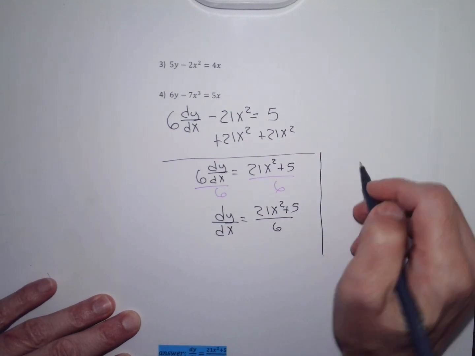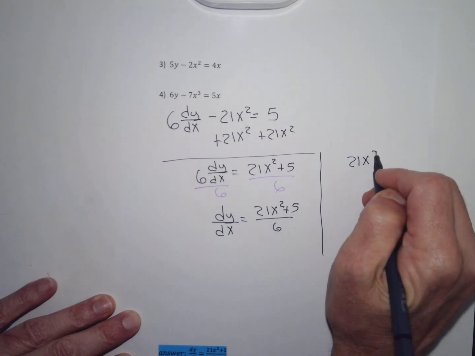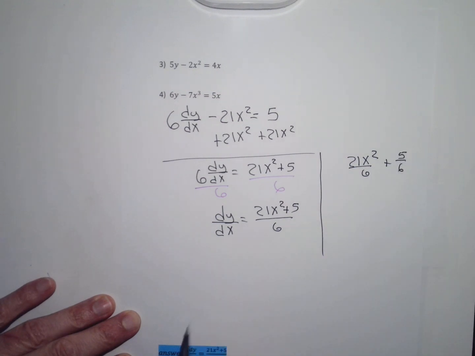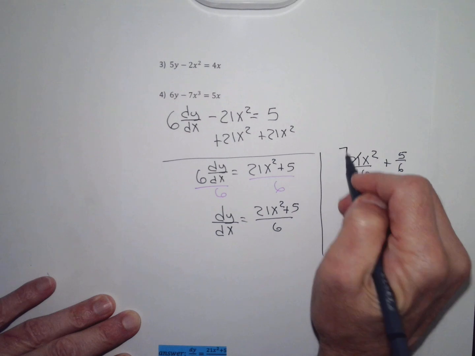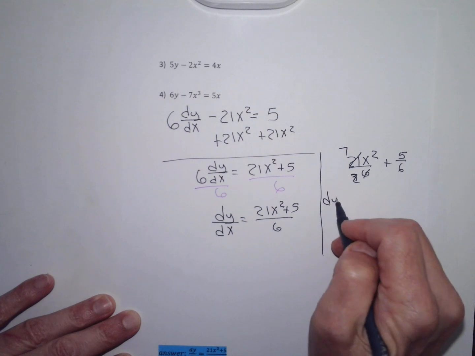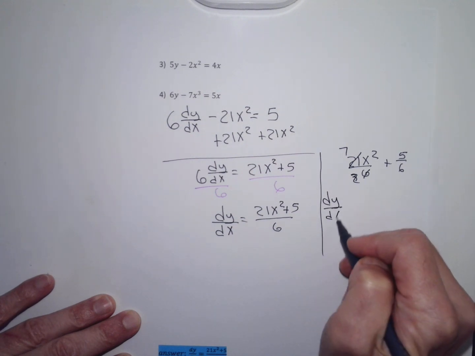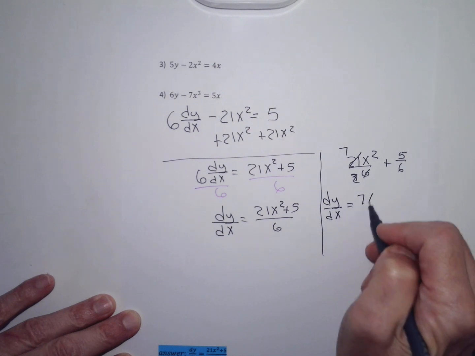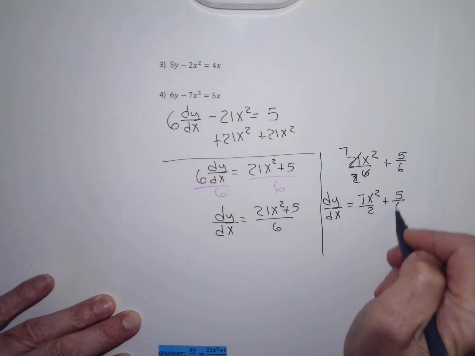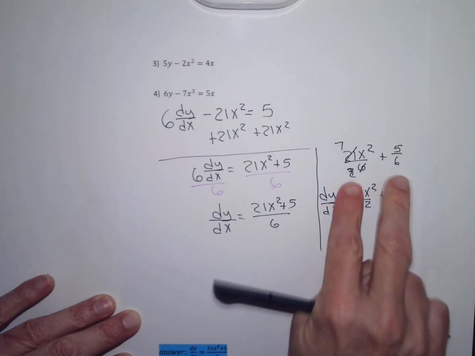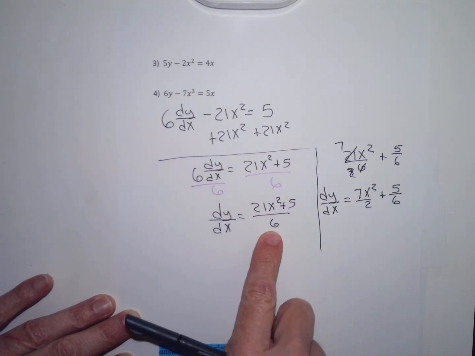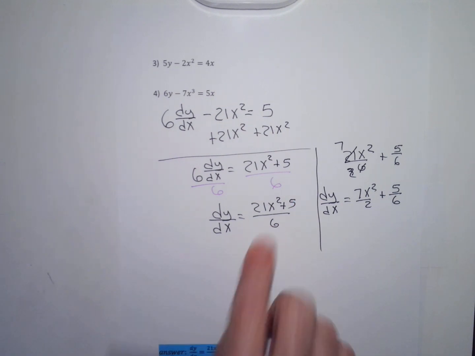The alternative would have been to do 21x squared over 6 plus 5 over 6. And had you done it this way, you can divide by 3. 21 divided by 3 is 7. 6 divided by 3 is 2. So an alternatively correct answer, not any better or any worse, would be 7x squared over 2 plus 5 over 6. Both correct. Can generally only reduce if you make this 2 individual fractions. This one can't reduce because if you reduce this and made that 7 over 2, then you've lost the 6 that belongs under the 5.